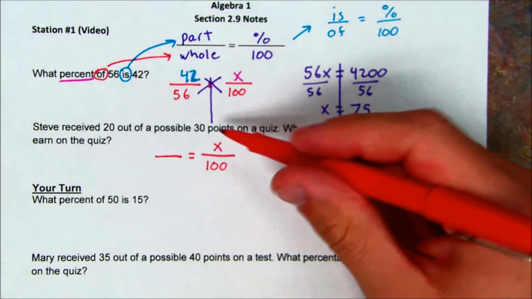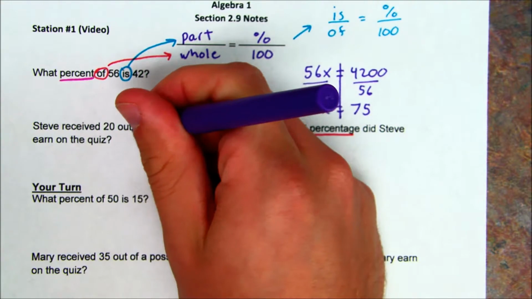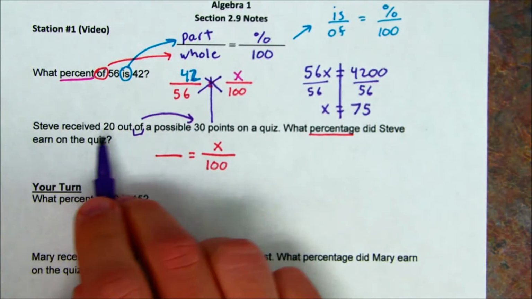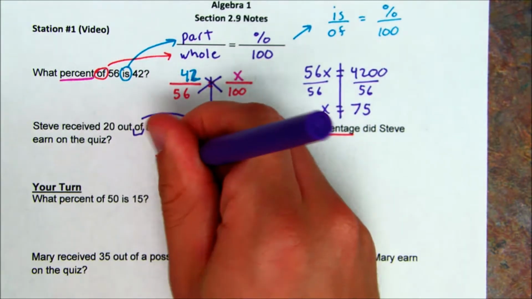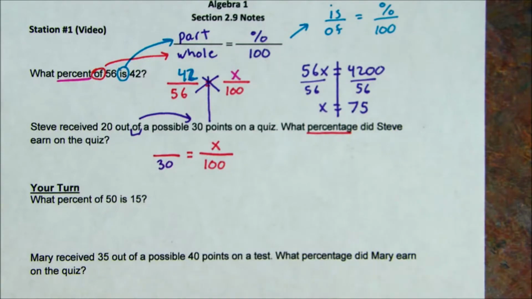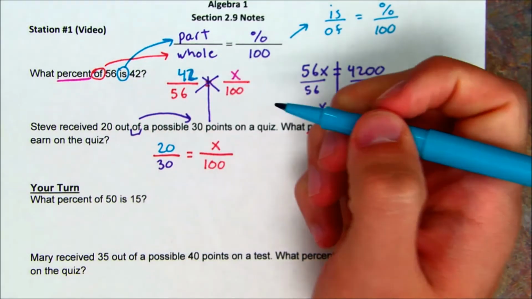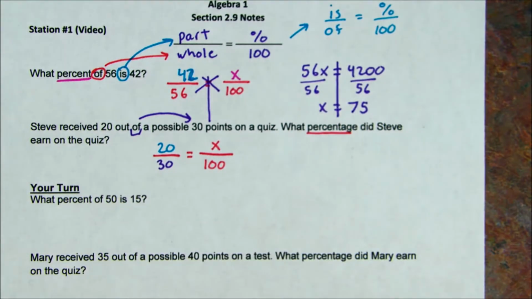Now I have to figure out where the 20 and the 30 go. Well, I do see one of my keywords. I see the word of. Steve received 20 out of a possible 30. That tells me that 30 is my of. That is the whole. And I know then that 20 must be my part. If you think about it, it shouldn't be over 30 if we're talking about quizzes, unless there's extra credit.